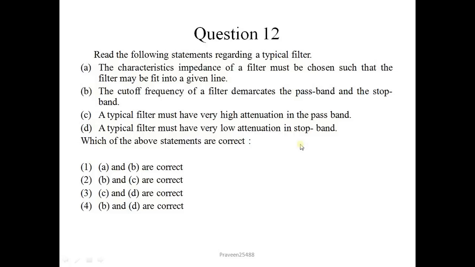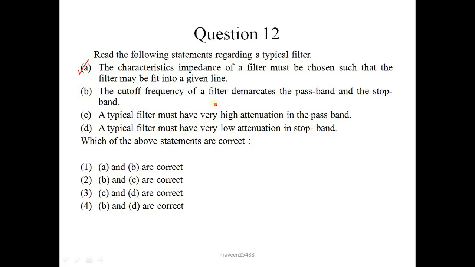Now question number 12. Read the following statements regarding a typical filter. The characteristic impedance of a filter must be chosen such that filter may be fit into a given line. The cutoff frequency of a filter demarcates the pass band and the stop band. A typical filter must have very high attenuation in the pass band. Typical filter must have very low attenuation in stop band. Which of the above statements are correct? So the characteristic impedance of a filter must be chosen such that the filter may be fit into a given line. This statement is correct.